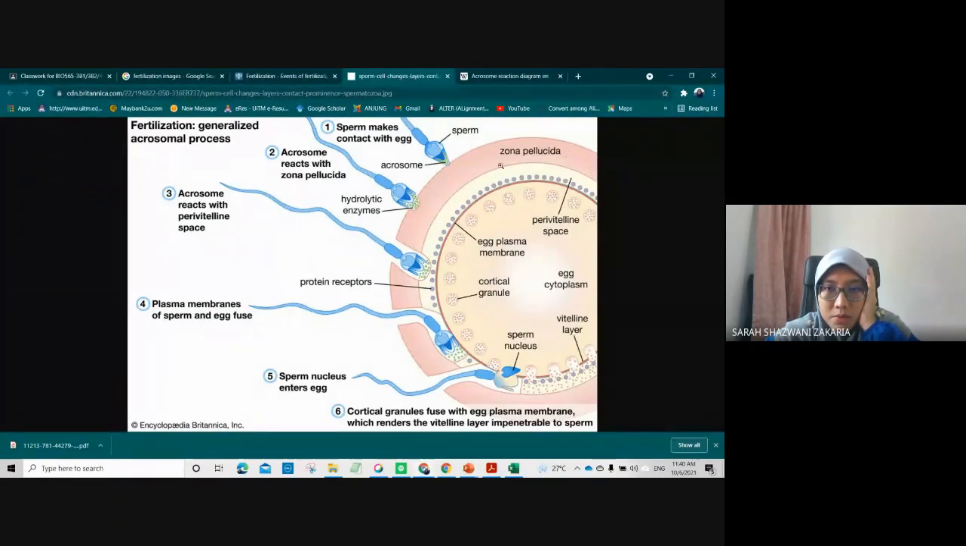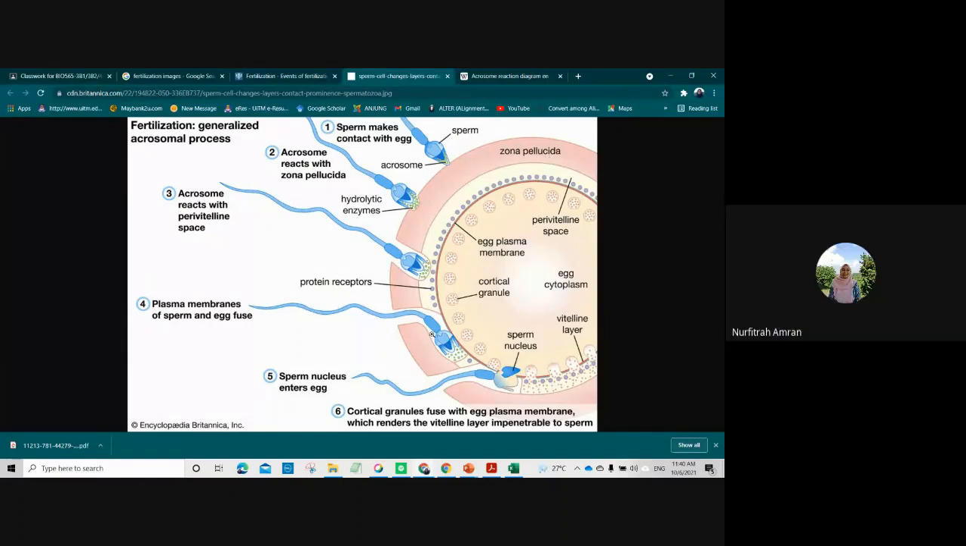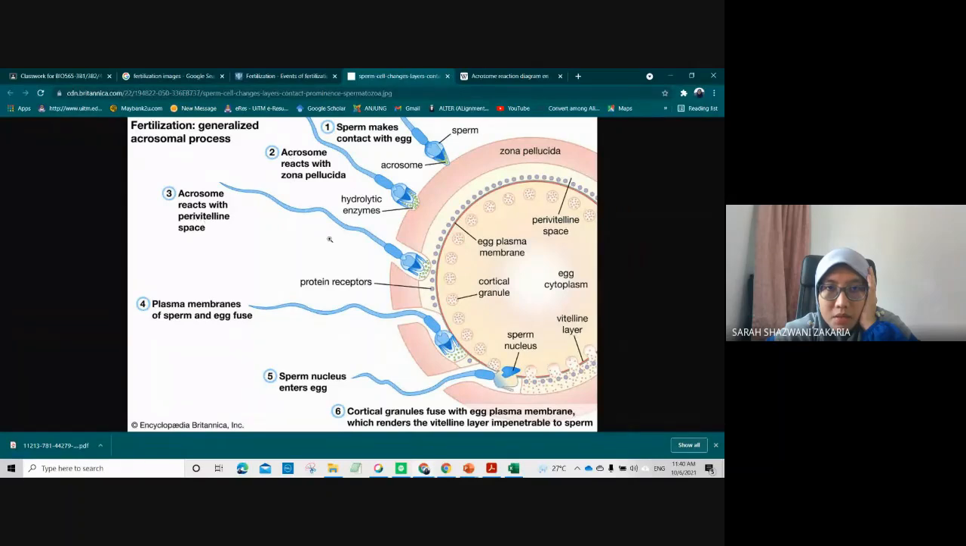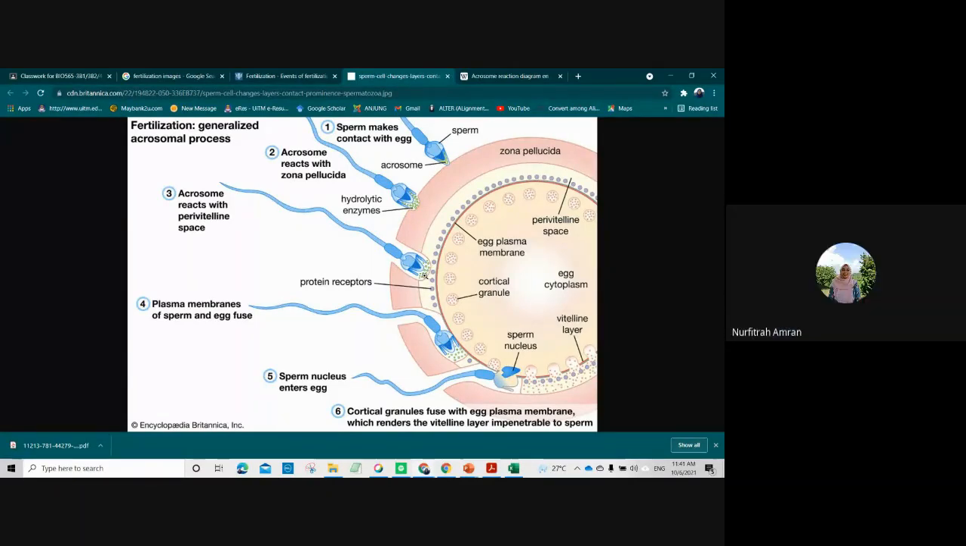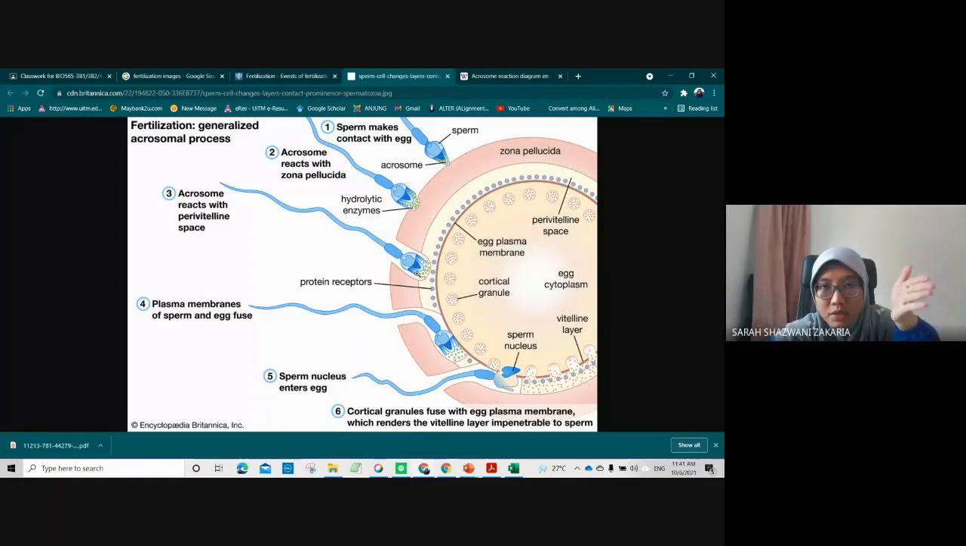After the zona pellucida we have the plasma membrane, vitelline, perivitelline space. So just remember the structure of these layers: corona radiata, zona pellucida, perivitelline space, and the protein receptors. These protein receptors are actually the ZP, ZP1, 2, 3. Depending on the species, it will have different types of receptors. For human it is ZP3, or 4. Have a read in the reference book. And then we have the cell membrane and the cortical granules.